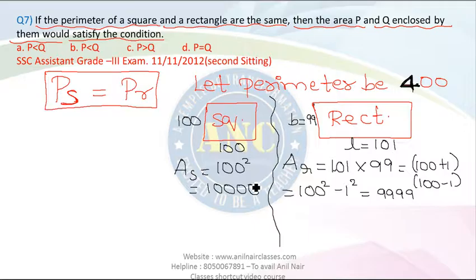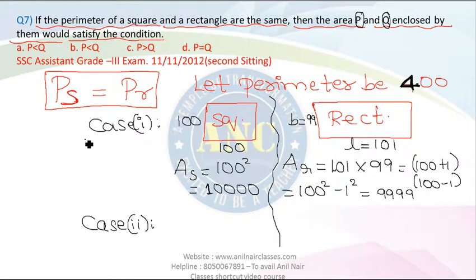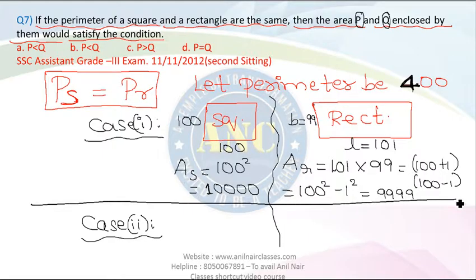That means, can I say that the area of the square they are calling P, and the area of the rectangle they are calling Q. If I take L as 101 and B as 99, then area of the square is greater than area of the rectangle. This is my case 1. Now case 2. Sir, should I take length as 101 and breadth as 99? Can I take some other values where the sum of length and breadth will become 200? Yes, that is what I am going to discuss in case 2.